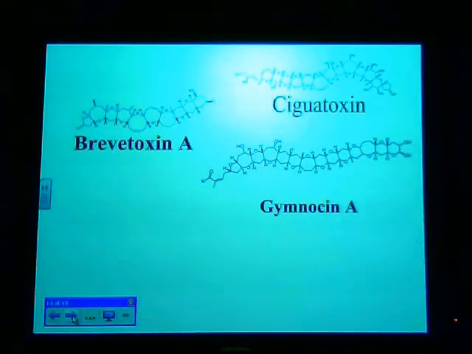And again, it's important because of the large number of people who ingest this toxin every year, and people have died from it. There have been mass poisonings that have occurred. Okay, the next slide I want to show you.